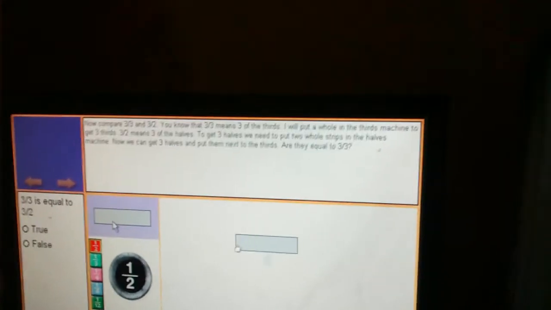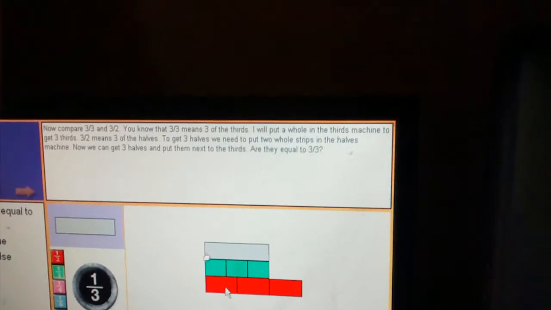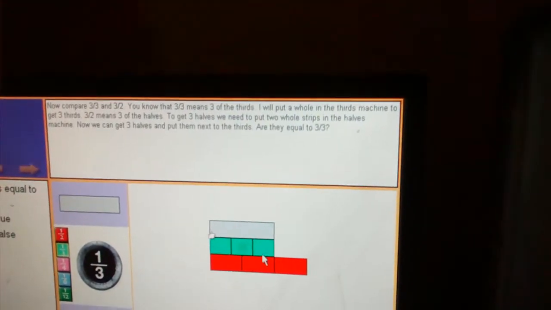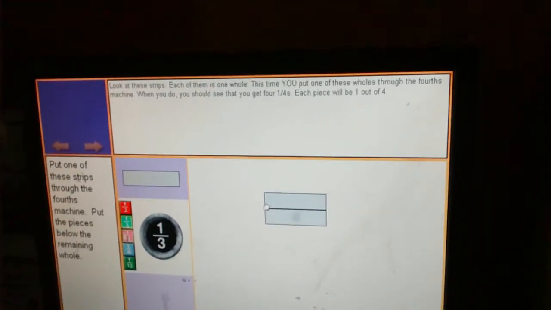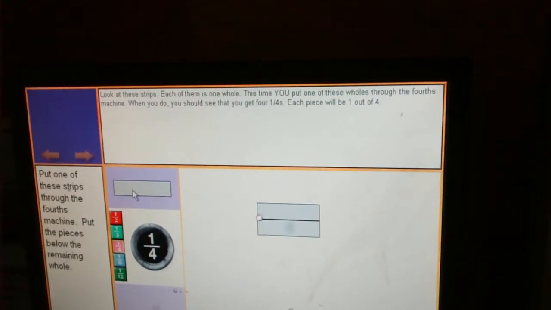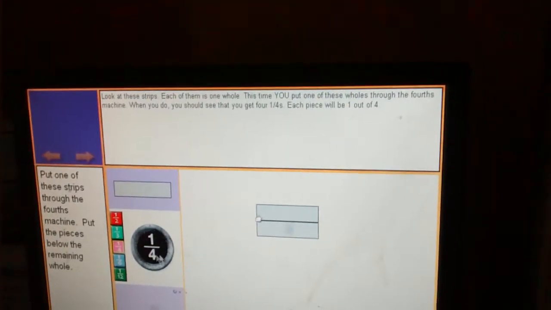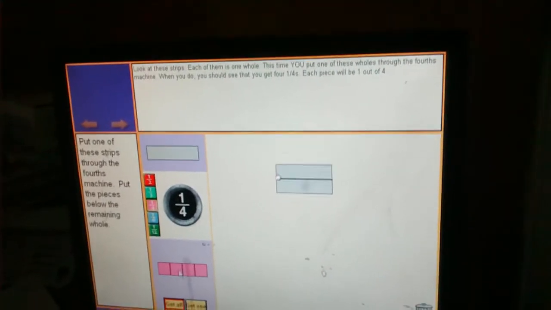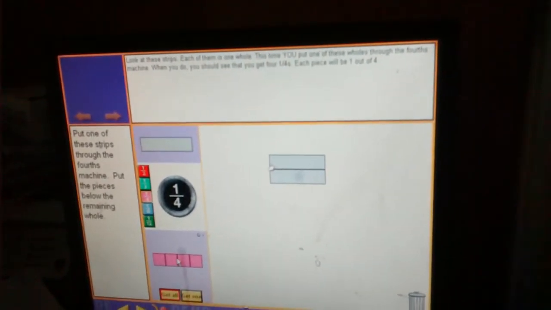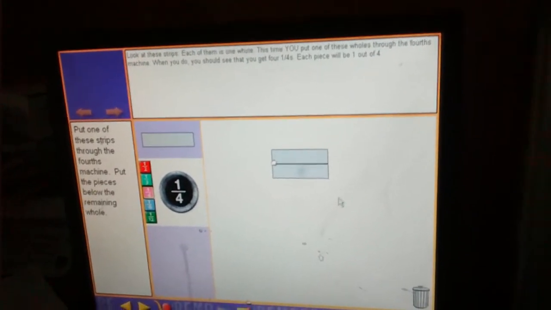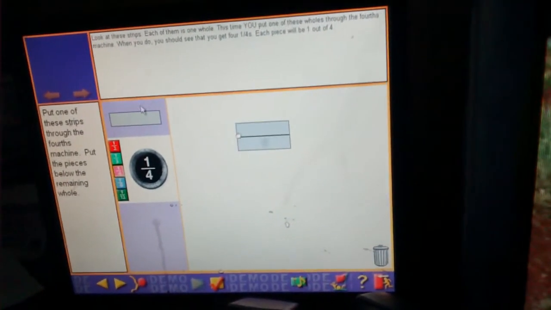I was thinking like that. Now compare three thirds and three halves. You know that three thirds means three of the thirds. Three thirds is equal to one whole. Three out of two is greater. Good. Look at these strips. Each of them is one. Great. You threw it away? Yeah.